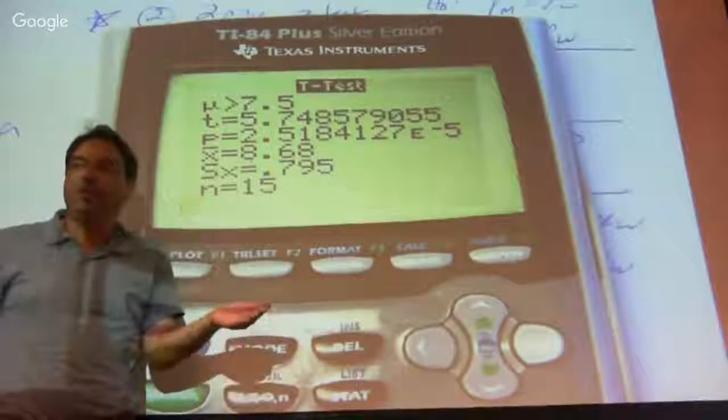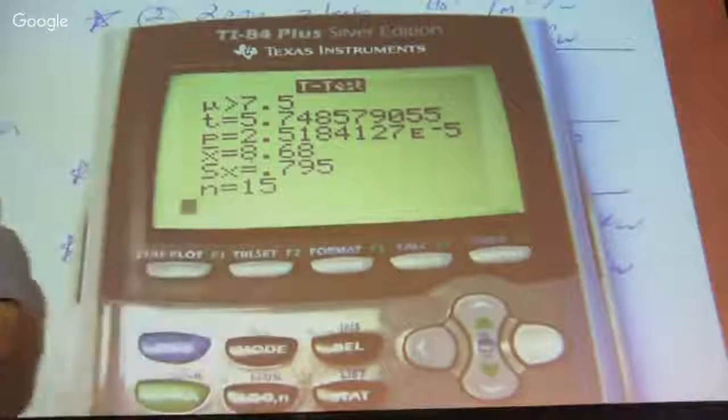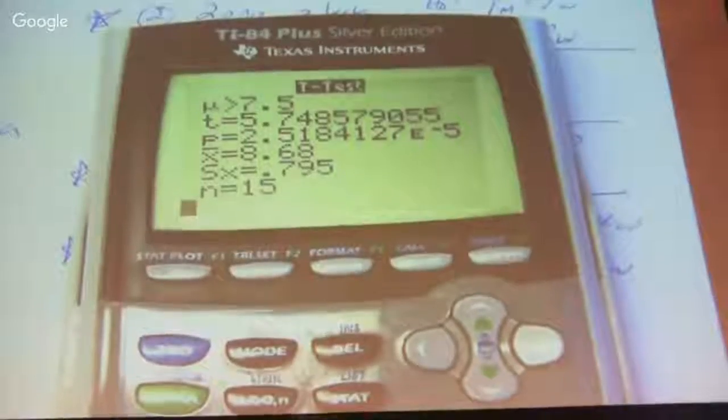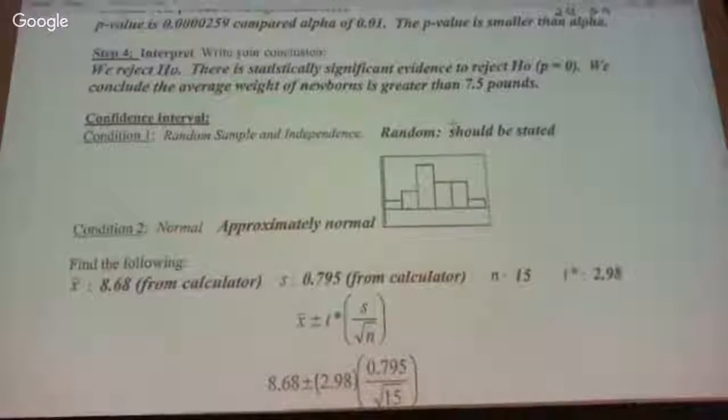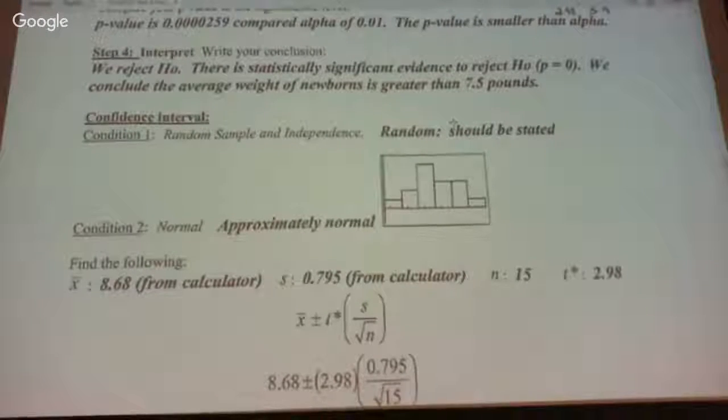Is our p-value smaller than our alpha? Yep. So what do we do? We reject H0. There is statistically significant evidence to reject H0 because our p-value is so small. We conclude that the average weight of newborns is greater than 7.5. Okay? So we're saying it's greater than 7.5.